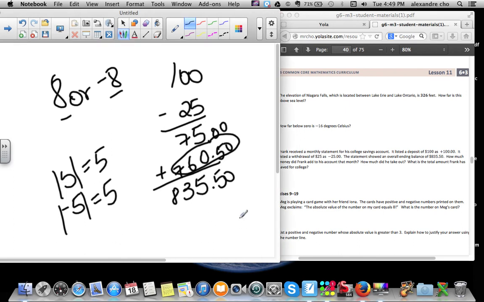I'm thinking that this is something like this. My magical number line. Here we go. 0, that's 5, that's negative 5. And 1, 2, 3, 4, 5. That's my absolute value. 1, 2, 3, 4, 5. That's my absolute value. Both of them are greater than 3.